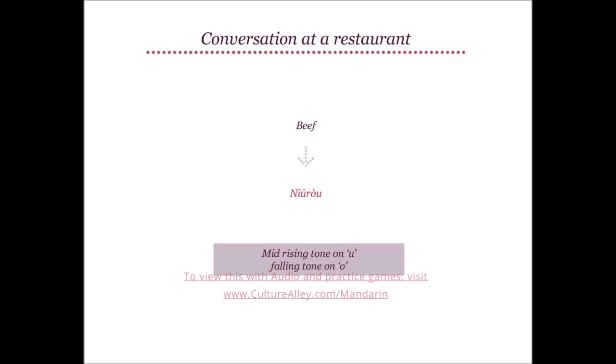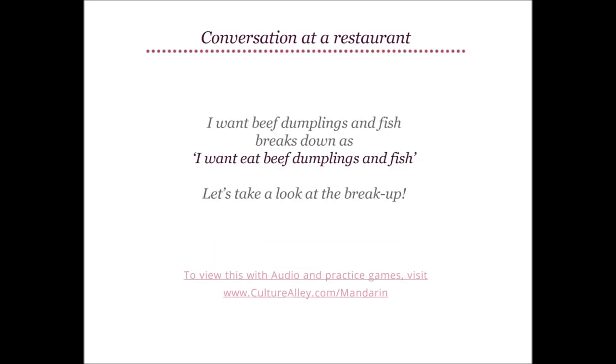Next we have beef, which translates as 牛肉, with a mid-rising tone on U, a falling tone on O, making it 牛肉. Lastly, dumplings translates as 饺子, which is pronounced with a falling rising tone. I want beef dumplings and fish breaks down as I want eat beef dumplings and fish in Mandarin.